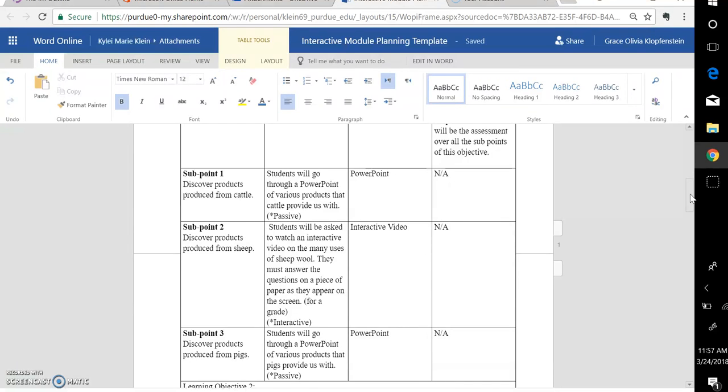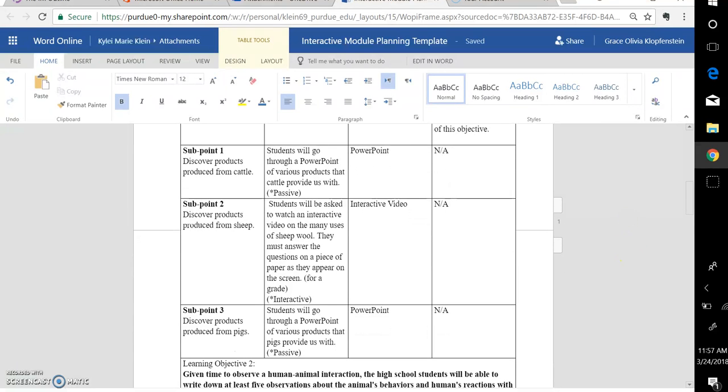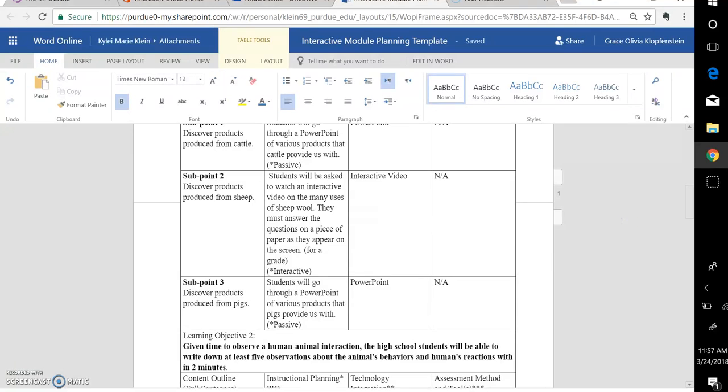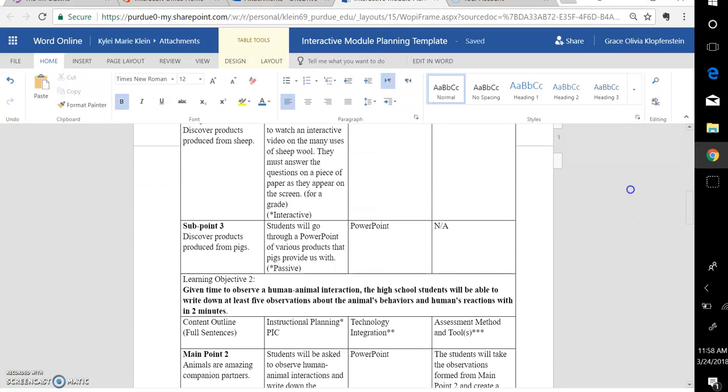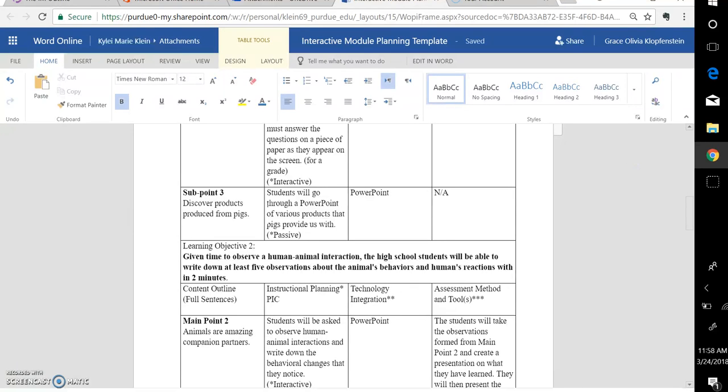In subpoint 1, the students are going to have a passive lesson because they will be watching a PowerPoint on cattle and what their products are. In subpoint 2, the students will be asked to watch an interactive video on the many products created by sheep wool, and then they'll answer questions on a piece of paper as they appear on the screen. This interactive video will be using PowerPoint and Edpuzzle. In subpoint 3, in discovering products from pigs, students will also be watching a PowerPoint on the various products produced from pigs, and this will be passive also.